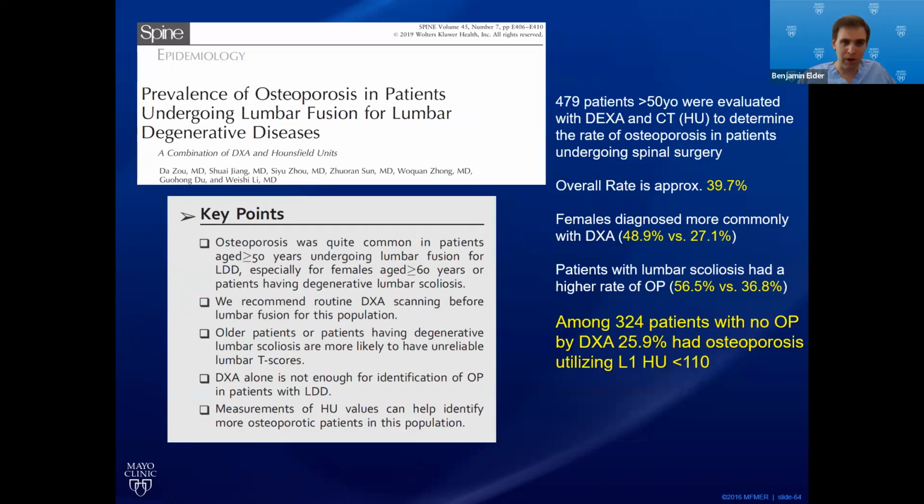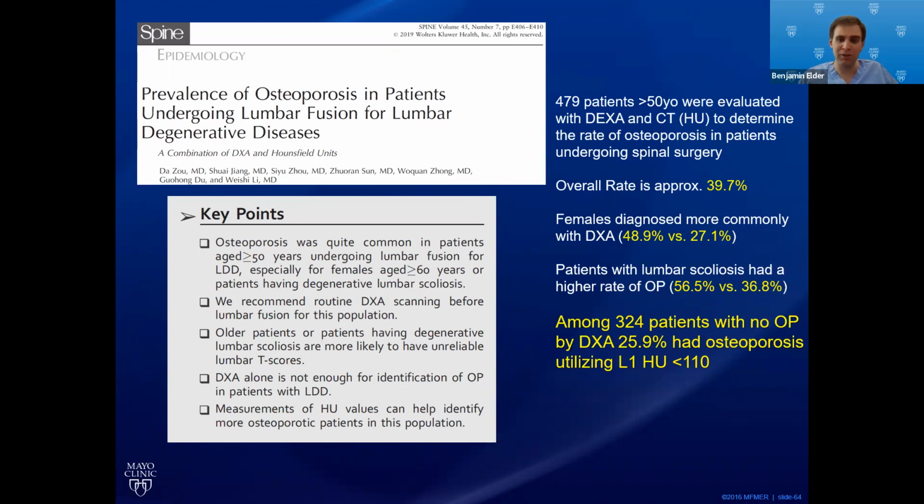In this study, they looked at the prevalence of osteoporosis in patients undergoing lumbar fusion. So they looked at almost 500 patients over age 50 and looked at DEXA and CT-based Hounsfield units and found that the overall rate of osteoporosis in this group was almost 40%. The women were diagnosed more commonly with DEXA, with about 50% of them compared to only 27% based on CT.